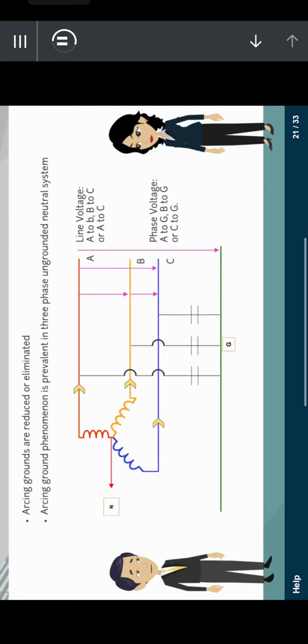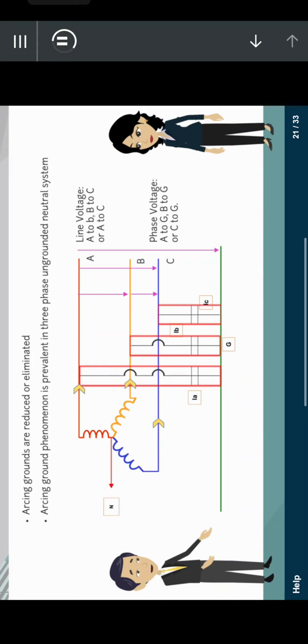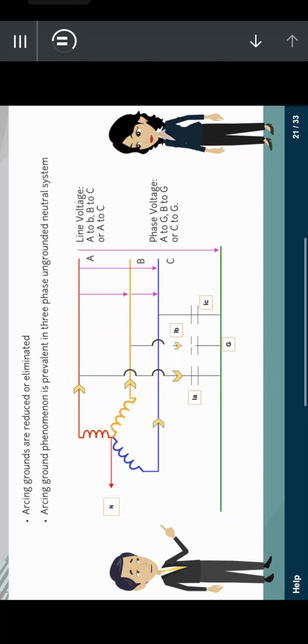The charging current is denoted by IA, IB, and IC. So as you can see, this is a normal condition where, due to shunt capacitance, the charging current flows from line to ground. However, note that there is no current flow through the neutral since the sum of the three line currents is equal to 0. As I said, this is a normal scenario. Okay.